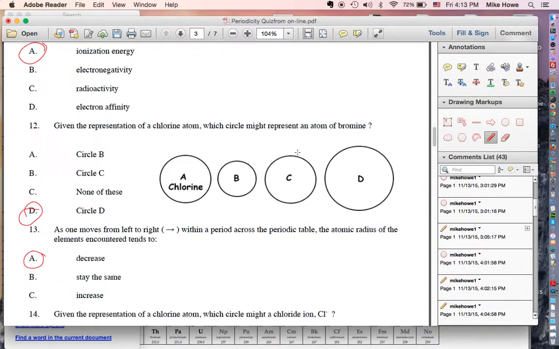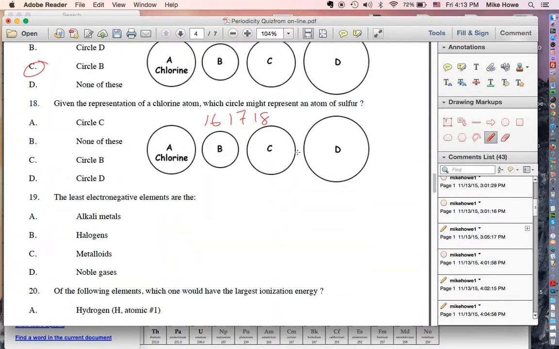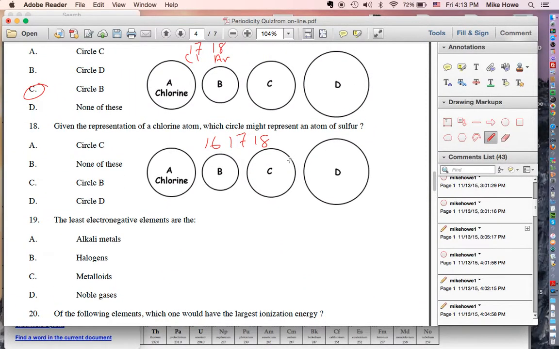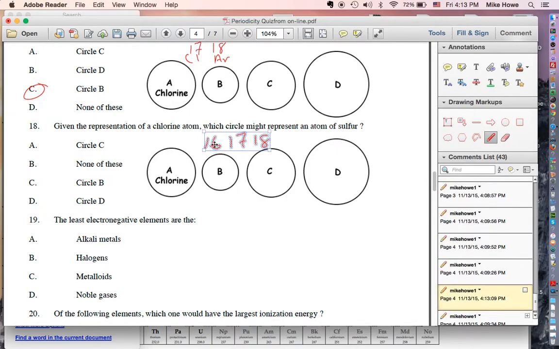So what we're going to do is figure out where sulfur is relative to chlorine. So sulfur is element 16. It's to the left of chlorine. So what we need to do is figure out how sulfur is going to compare. Well, it's going to be bigger because they get smaller to the right. So between 16, 17, and 18, bigger, medium, smallest. So sulfur, circle D.